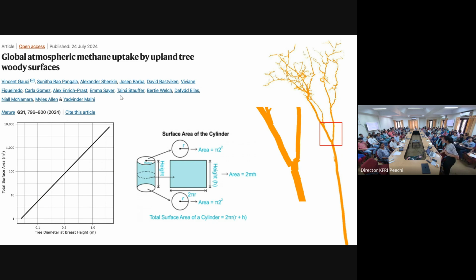So what they did was they used TLS. And since I already showed that a TLS tree model is basically made up of multiple cylinders, if you know how to estimate the surface area of a cylinder, you can estimate the surface area of the whole tree. So they developed new models which relate the diameter to the surface area of the tree. And they used the models developed from these TLS data across a very wide range of forest types to show how much methane forests can uptake.